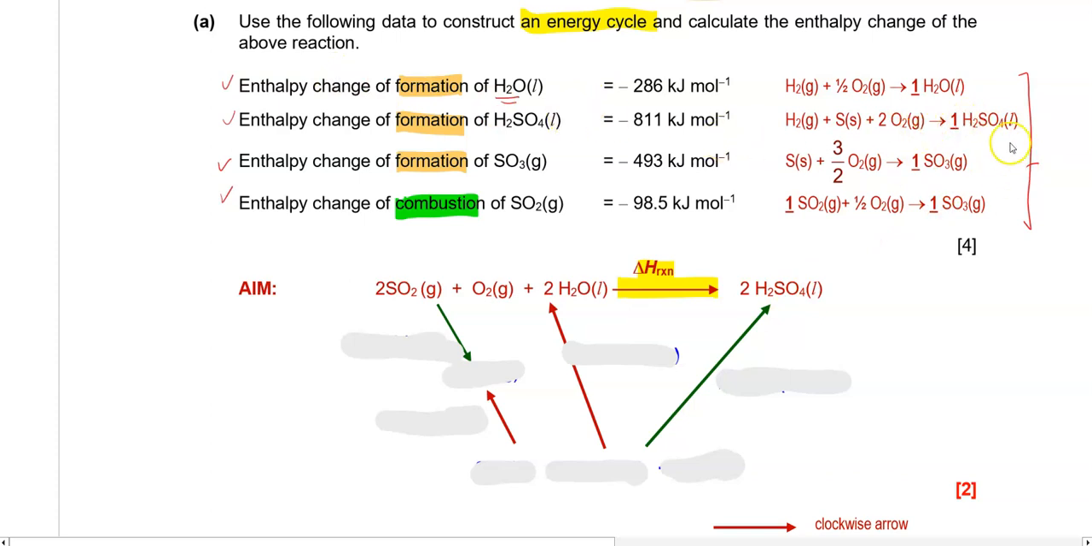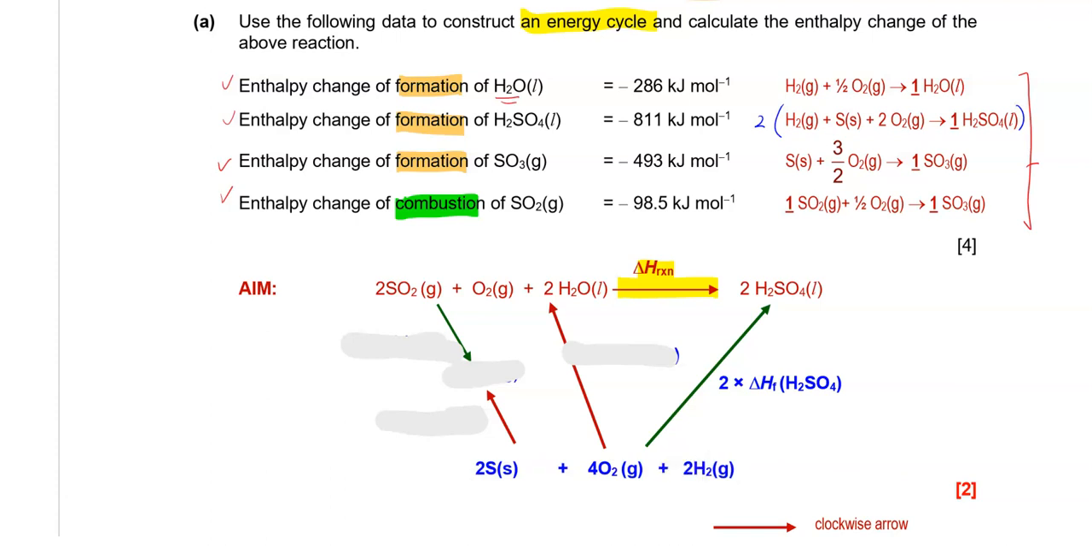So over here, this equation, H2 plus sulfur plus 2O2 to form 1 mole of H2SO4. But over here, you have 2 moles of H2SO4. So as a result, naturally, I will times 2 to this entire equation. So I call this 2 times delta HF of H2SO4. I'll need 2 sulfur, 4 oxygen gas, and 2 hydrogen gas. And this is 2 times delta HF of sulfuric acid, equivalent to 2 times negative 811.